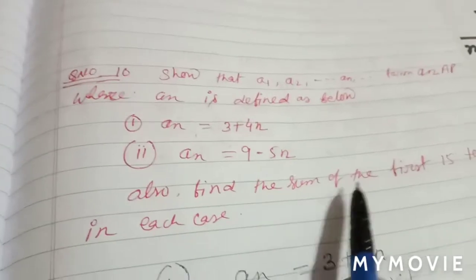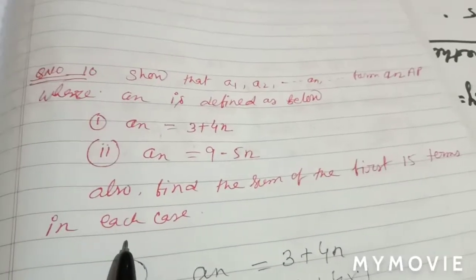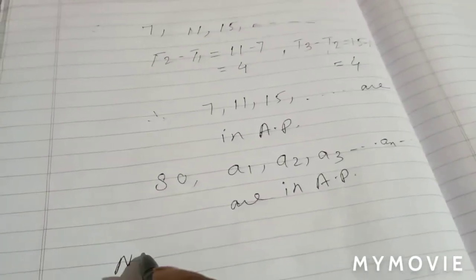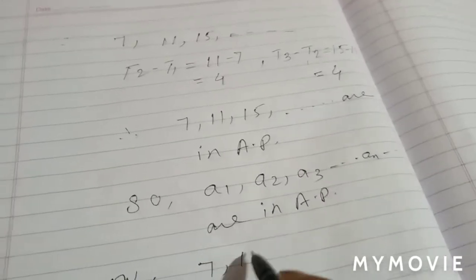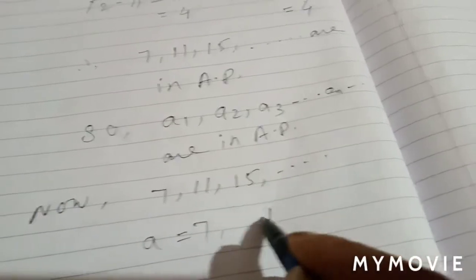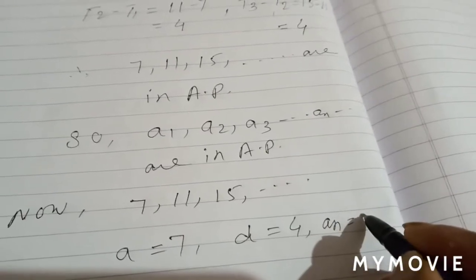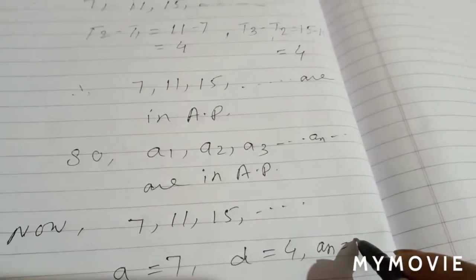Now also find the sum of the first 15 terms in each case. Means you need to find the sum of 15 terms for this AP. This is the second part. 7, 11, 15: a is equal to 7, d is equal to 4, and an is equal to 3 plus 4n.